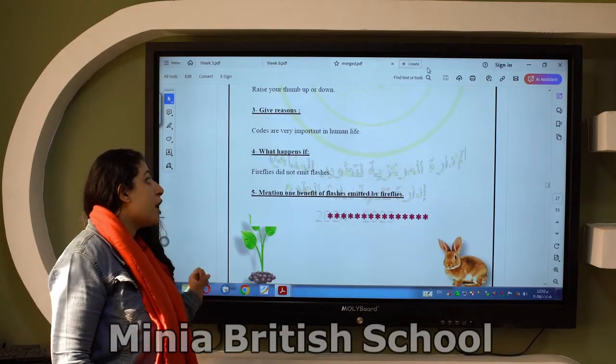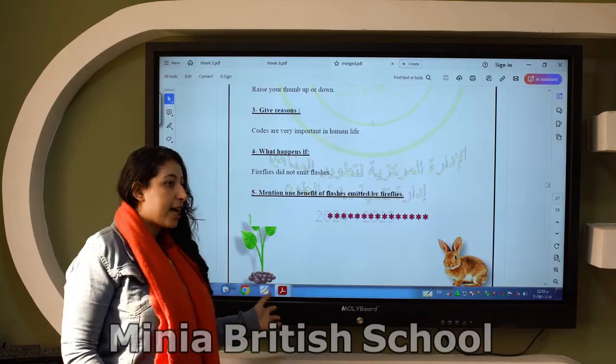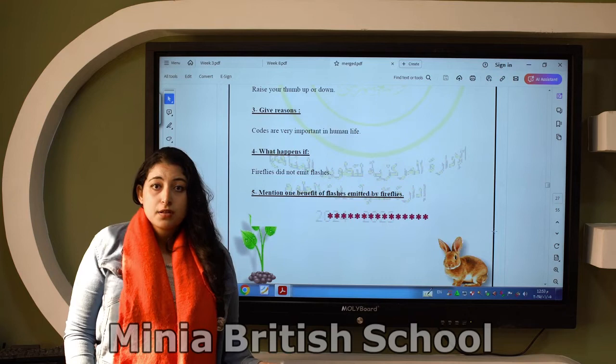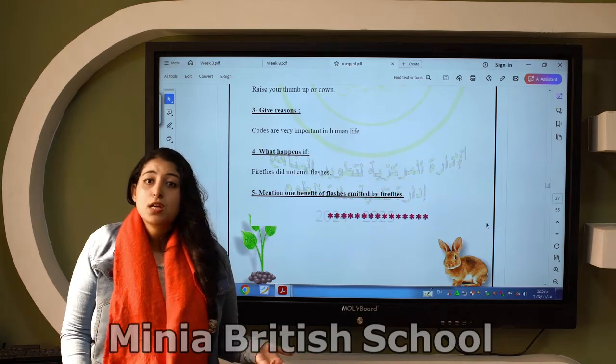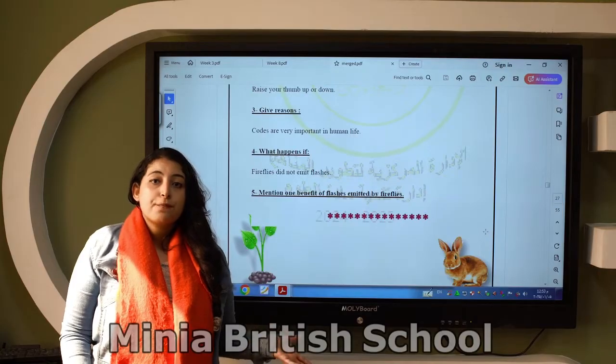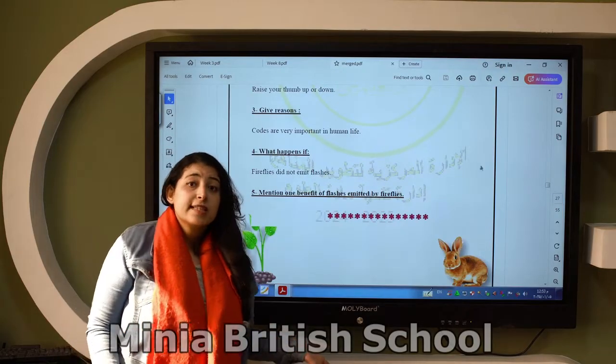What happens if fireflies didn't emit flashes? What will happen? They will not communicate with each other. They will not attract a mate to reproduce. They will not also warn off predators when they feel danger.